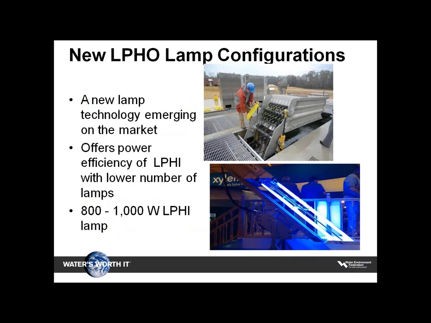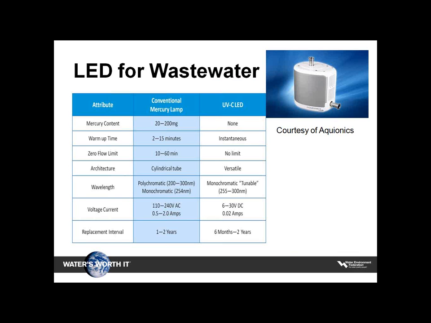We have newer things coming, moving to 800,000 watts and looking at vertical. The top picture is a Trojan Signa system, and the bottom picture is a Duron system from Wedeco. So there's a lot of movement, essentially, as well as efficiency in terms of removal of the bacteria.